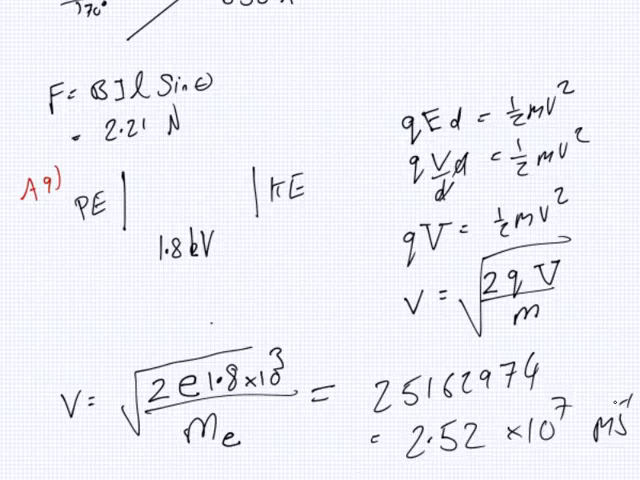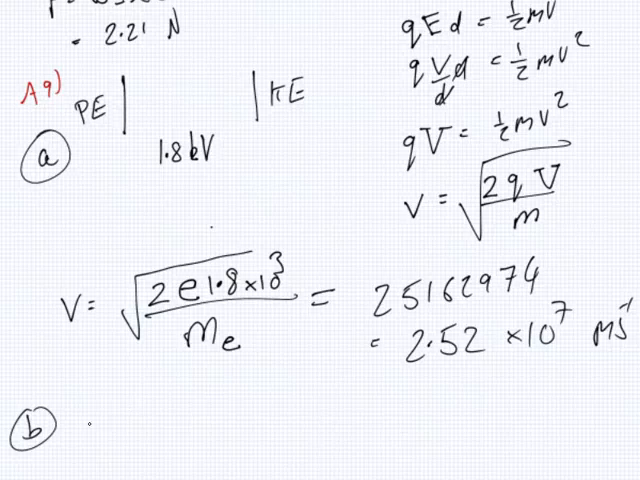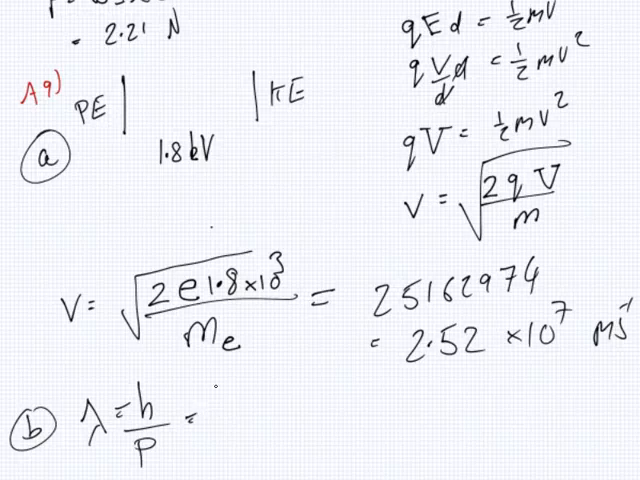Okay, so that's the A part. The B part is the de Broglie wavelength. If you remember, it's wavelength equals h over p, which equals h over mv, which equals 2.89 times 10 to the minus 11 meters.